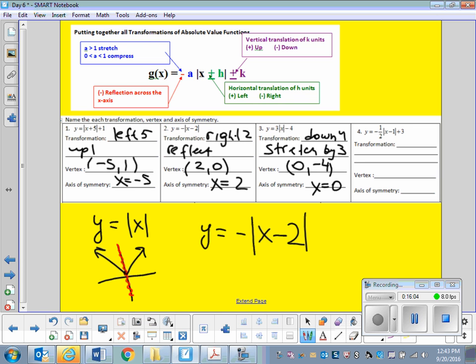So let's do the last one. You want to do the last one by yourself? Sure. You have a couple of minutes to do it by yourself. Who has no idea what they're doing? Okay.